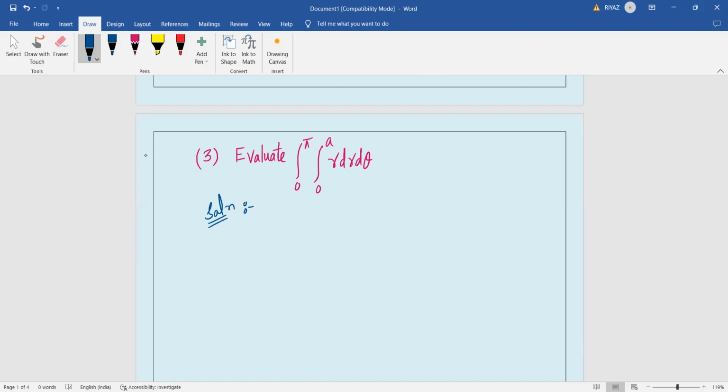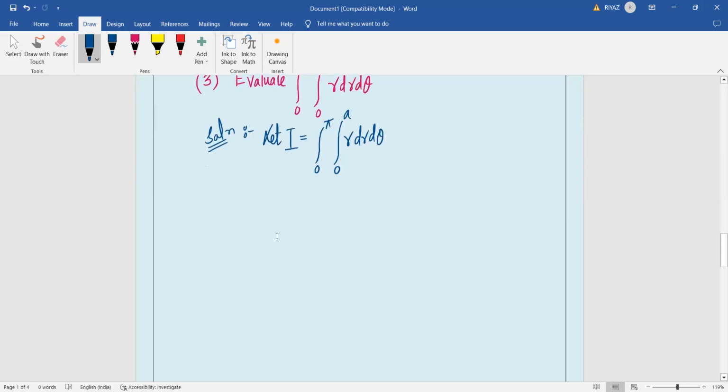Now, step number 1. Let I is equal to the integral from 0 to pi, integral from 0 to a, r dr d theta. Now, always we start integrating with respect to r only. And the limits of r is this one only.